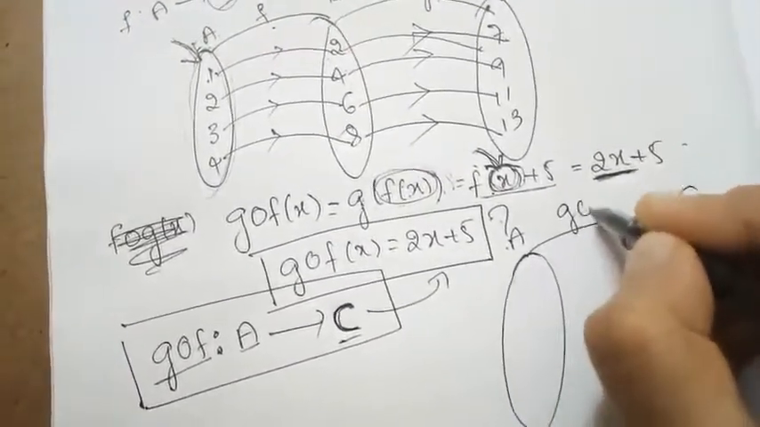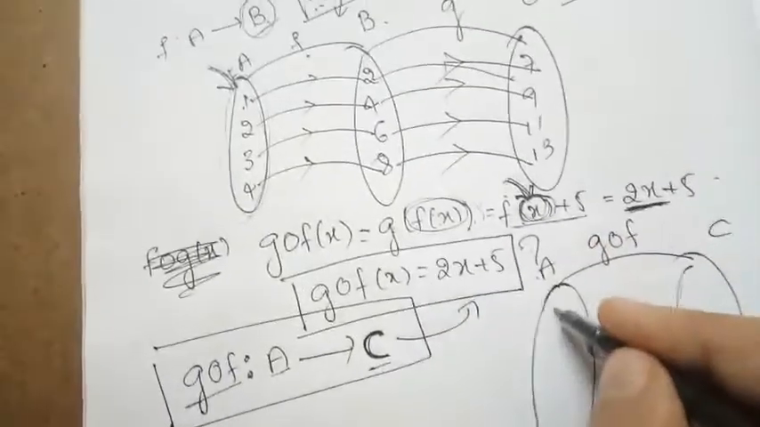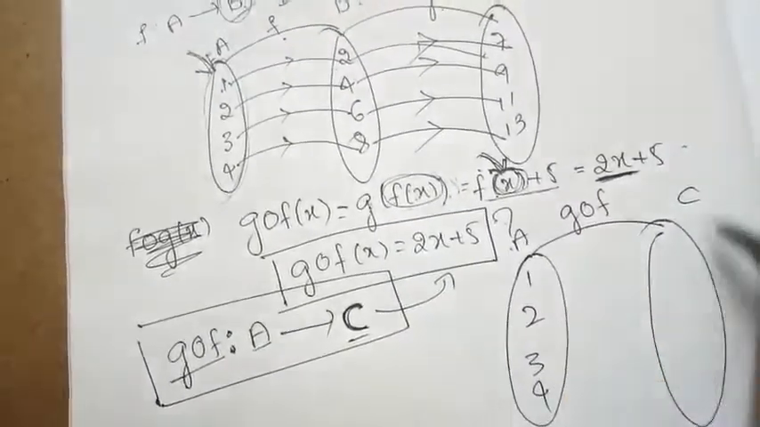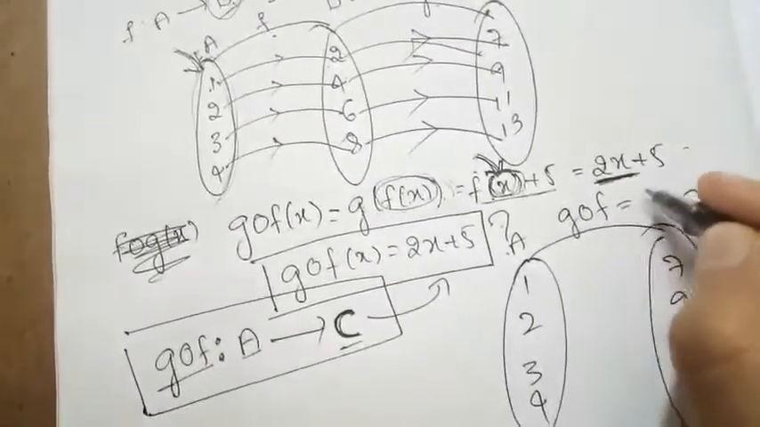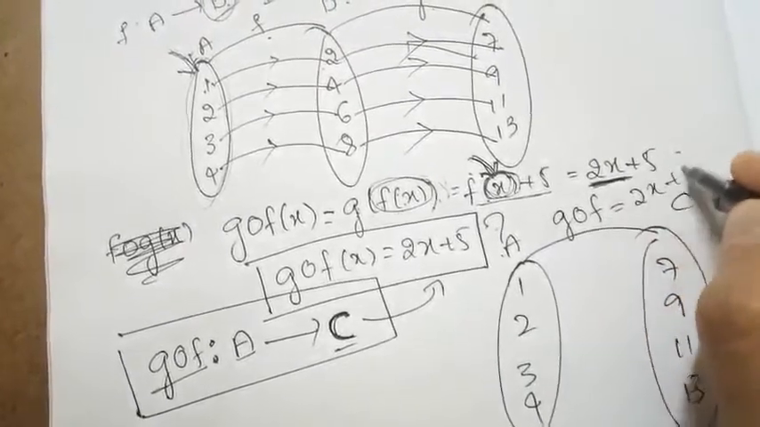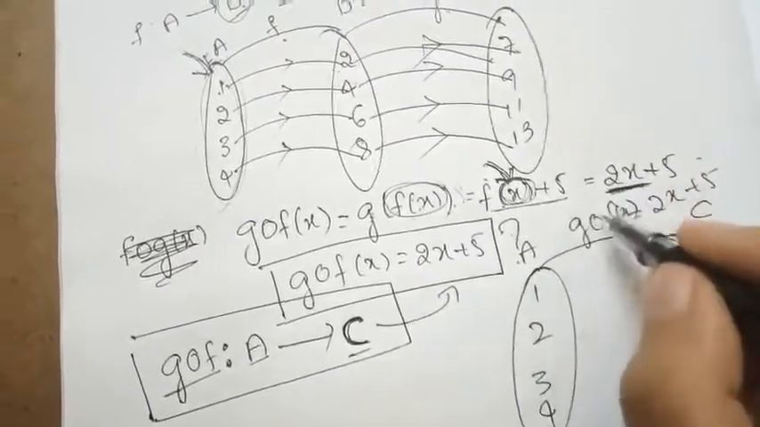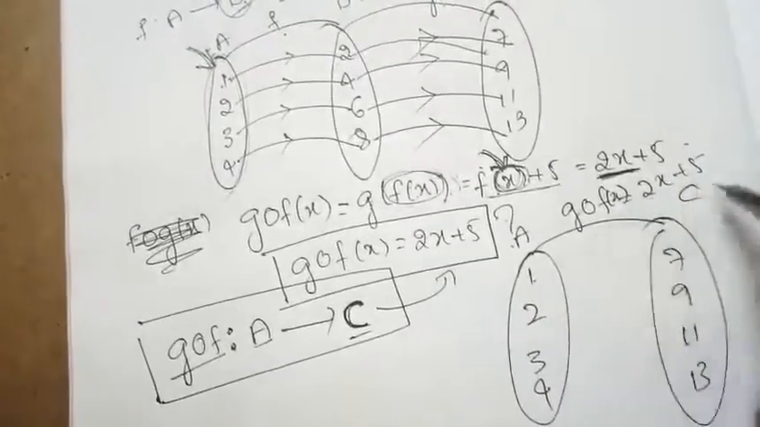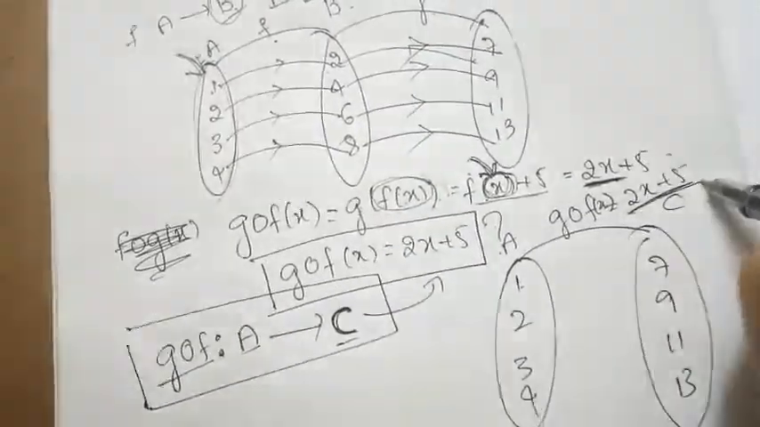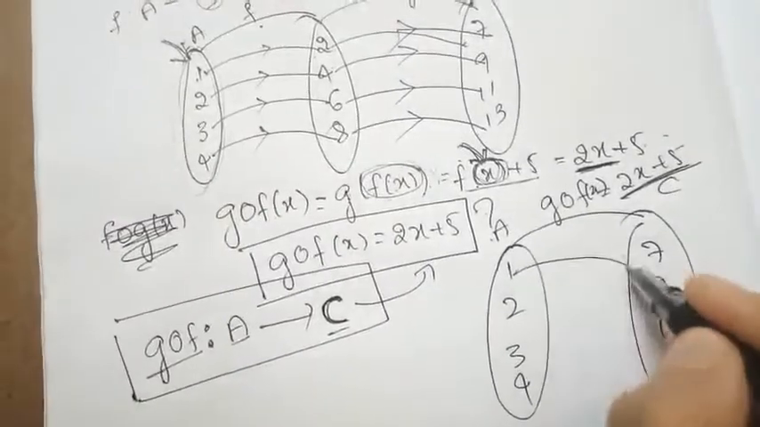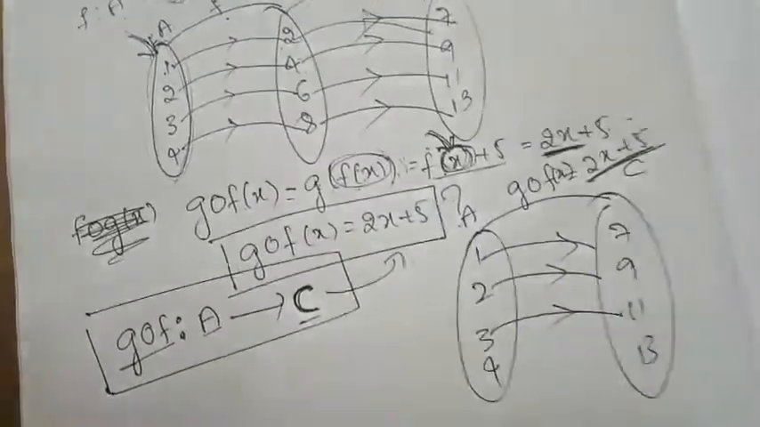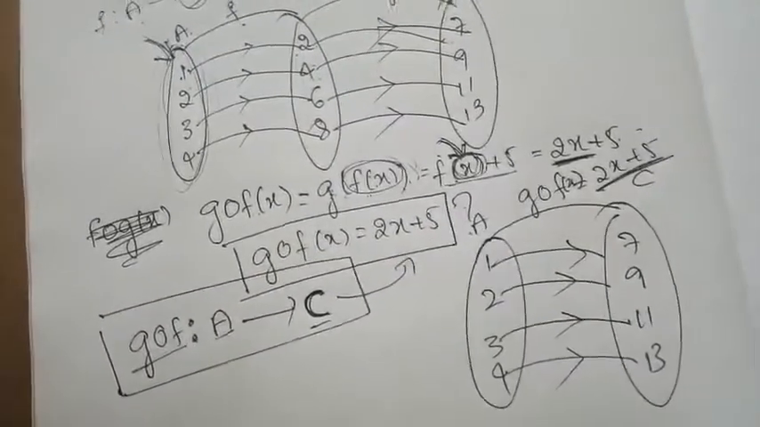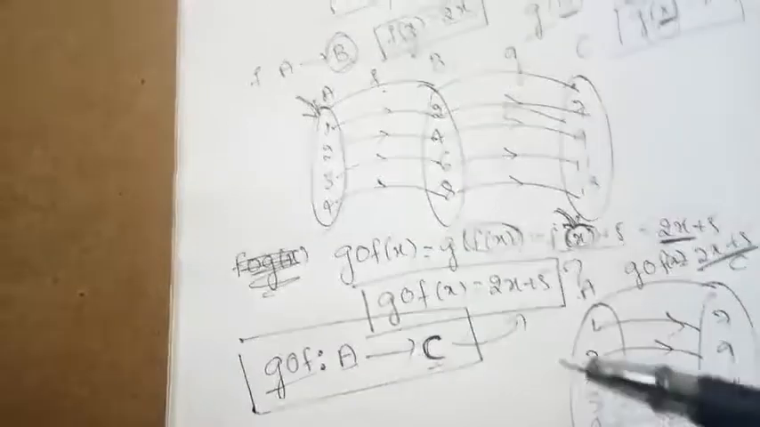The function is defined as g of f, and the elements of the set A are 1, 2, 3, 4 and the set C are 7, 9, 11, 13, and g of f is nothing but the function defined as 2x plus 5. You can check it by inputting the values of set A into the function 2x plus 5. You are going to get these values: 7 is the image of 1, 9 is the image of 2, 11 is the image of 3, and 13 is the image of 4. So this is nothing but the composition of two or more functions.